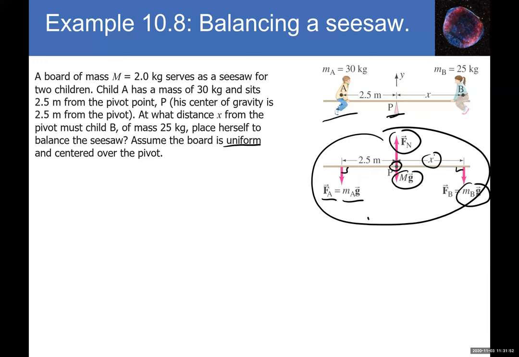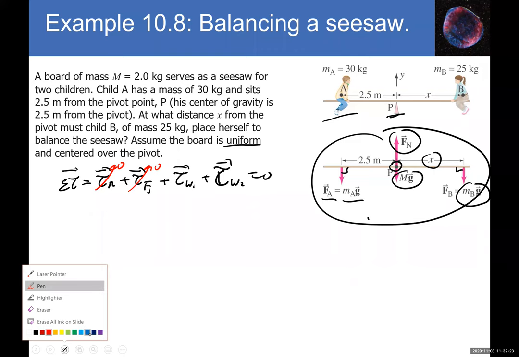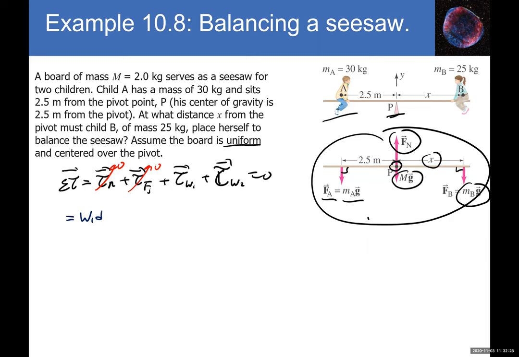So in a way I have this. Here's the net torque: torque due to the normal force, plus torque due to the gravity, plus torque due to weight one, plus torque due to weight two, equals zero, because I want the system to be in equilibrium. The normal force doesn't do any torque. Why? Again, because it's going through the axis of rotation. Gravitational force, same reason, no torque. But the other two do exert torque. So this becomes weight one times D1. Since child A gives you counterclockwise, so it's positive, then minus weight two times X equals zero.